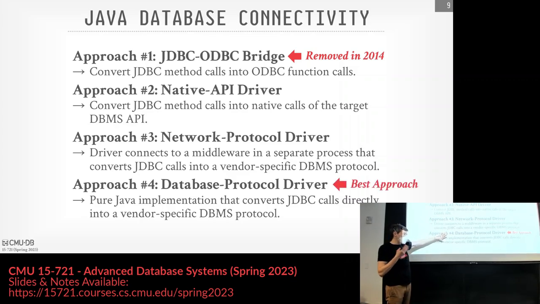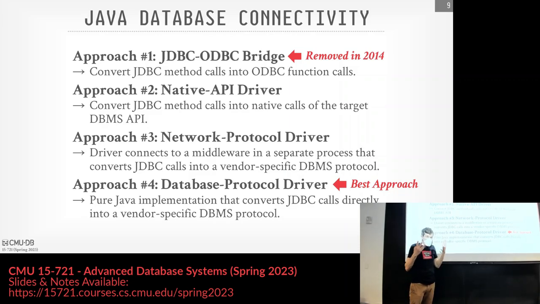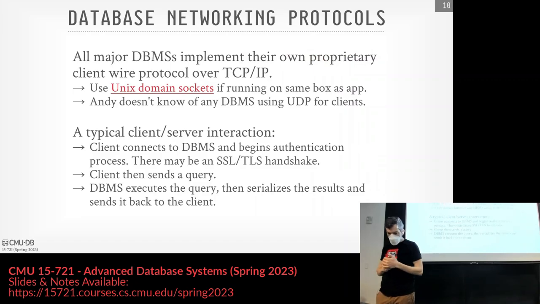Again, not just for Java, but if you're doing this in Python and other languages, this would be the best approach as well, right? So from the database system's perspective, it doesn't know whether you're talking to it through ODBC or JDBC or whatever, or the direct API. They have a standard wire protocol, and they're going to operate on that. So all the major database systems have their own proprietary client wire protocol that goes over TCP/IP.